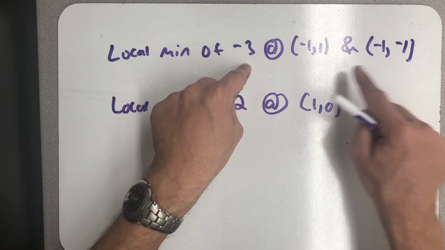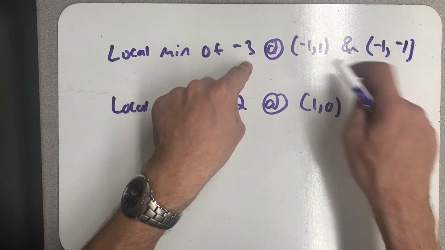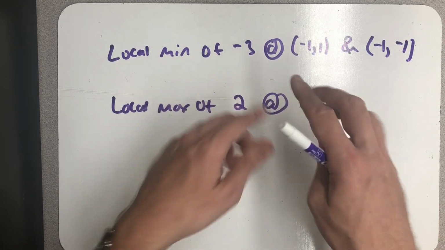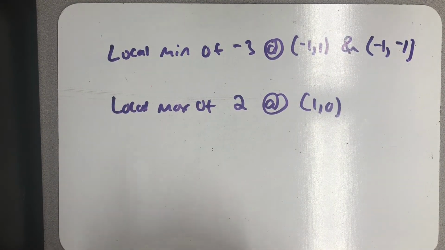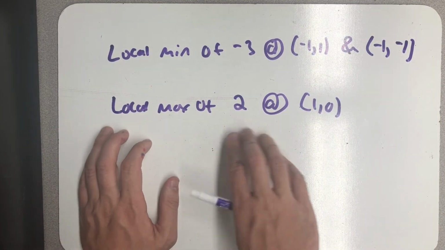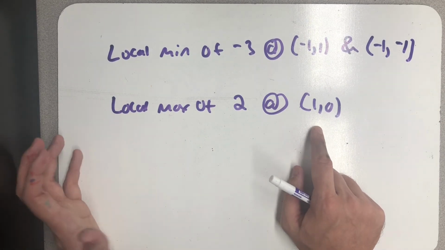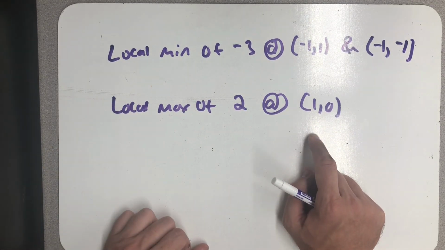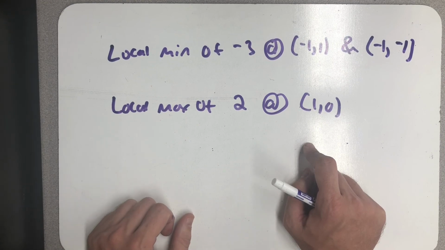It just so happens that both of these critical points have the same local min. If I plugged in these points and got a different z value, I'd have to make 2 different statements, right? Because you could have more than one local minimum. There's a local max of 2 at the point 1, 0. And we can actually see that in the GeoGebra app that is posted below.